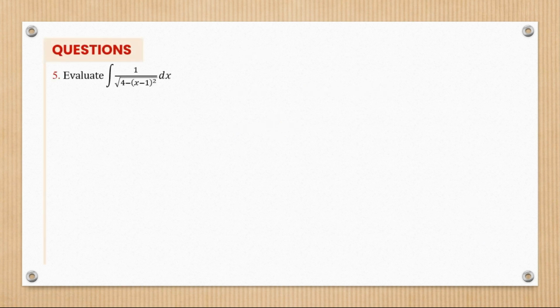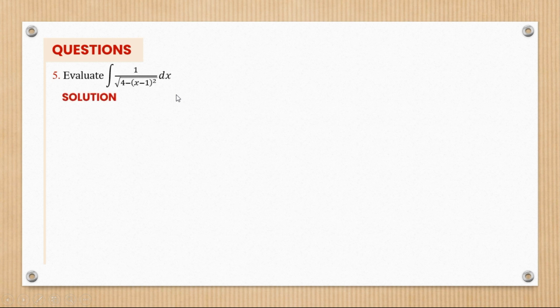So this is question number 5. We're being told to evaluate the integral of 1 over root of 4 minus bracket x minus 1 squared. Now this is a little bit different, but you can actually see that the value inside the bracket here is squared. So the variable right here is x minus 1 bracket squared, and the 4 is actually 2 squared, and we already know that.